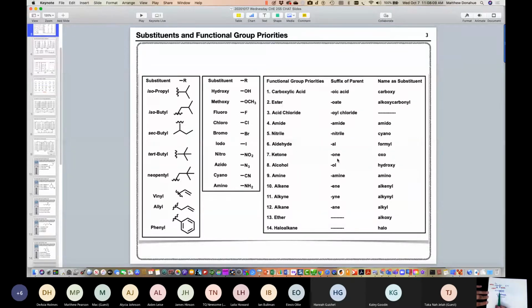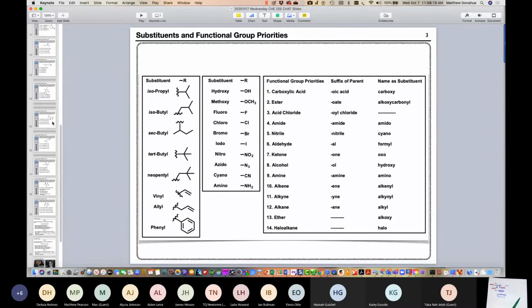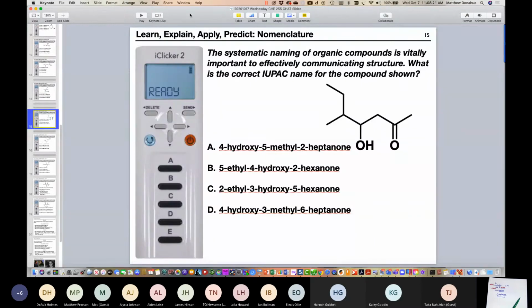So then we have 2-heptanone, and why don't we go back to the problem? You can put in your response. What do you think the correct answer is, looking back at the slide?